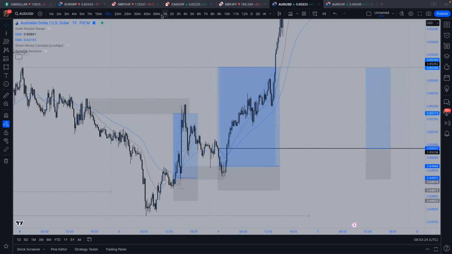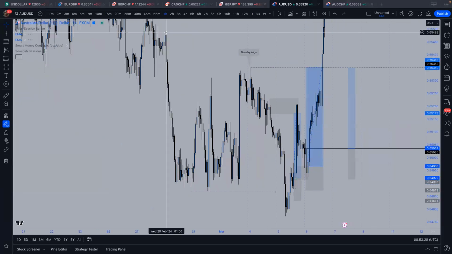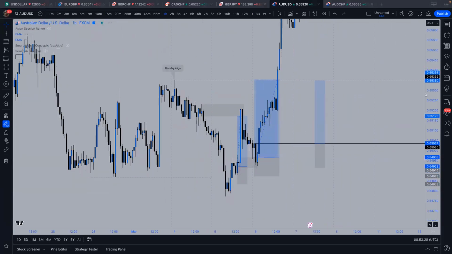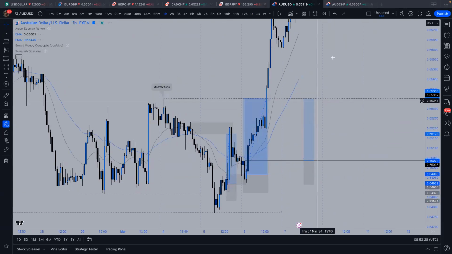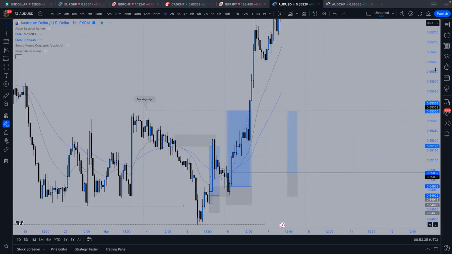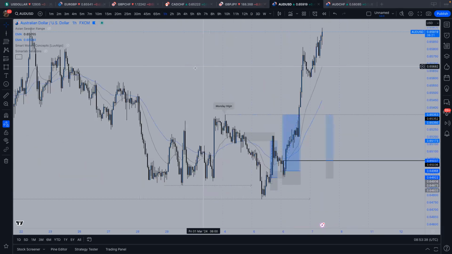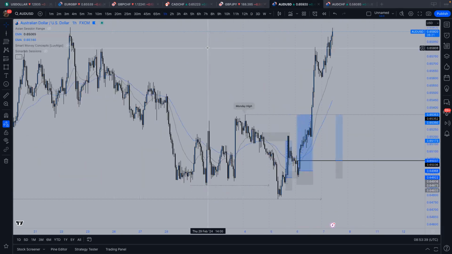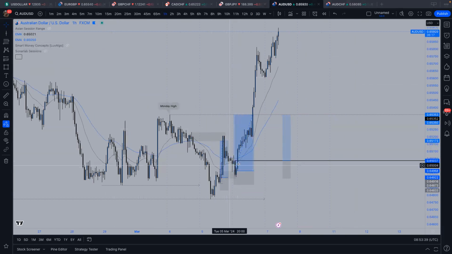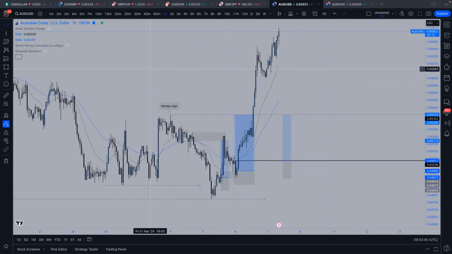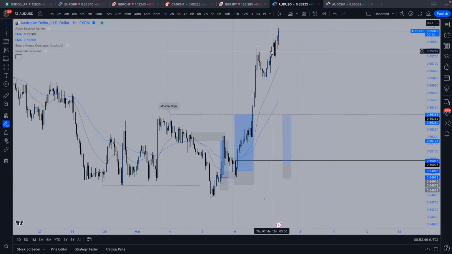From there, now that we've broken above that daily high, that Monday high, I did want to see if price was going to come back down again and then test. But just because we have broken doesn't mean we can't eye this level out in the future. But I would like to see longs before then. So let's maybe just see what happens.